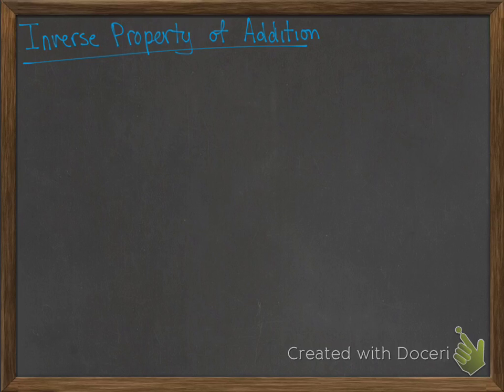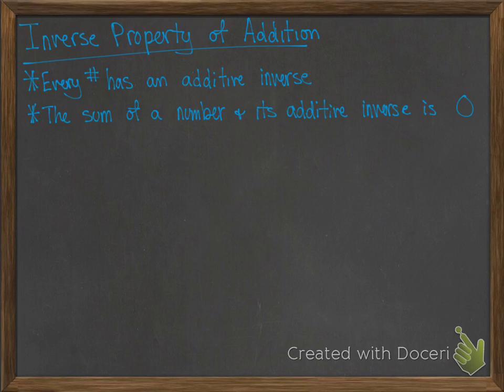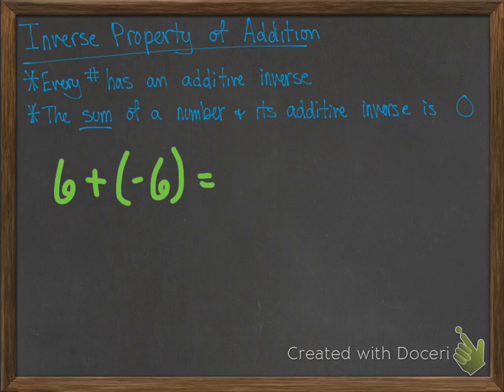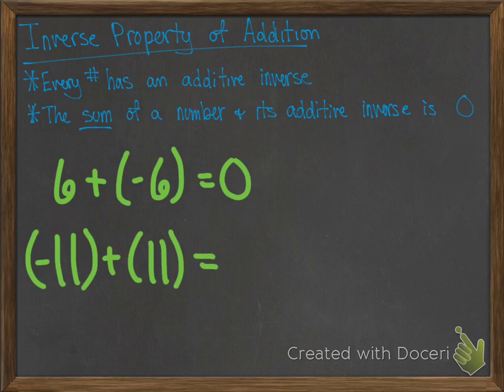So the inverse property of addition tells me two things. Every number has an additive inverse, and the sum of a number and its additive inverse is 0, and you'll remember that sum means addition. All right, so what does this look like? 6 plus negative 6. If you have $6 and you spend $6, how much money do you have? You have $0. Negative 11 plus 11. If you owe $11 to someone and you pay them $11, how much do you still owe them? You owe them $0.